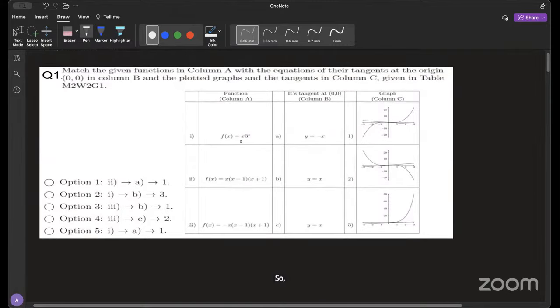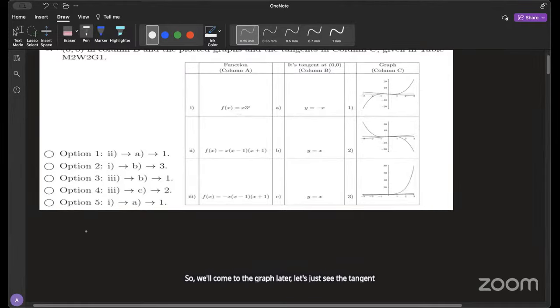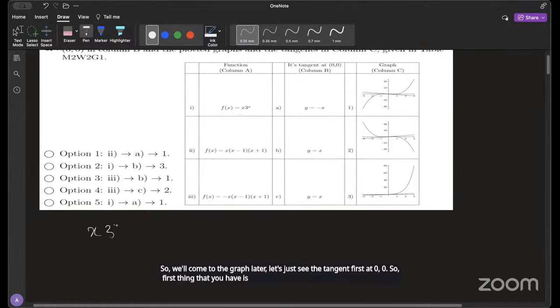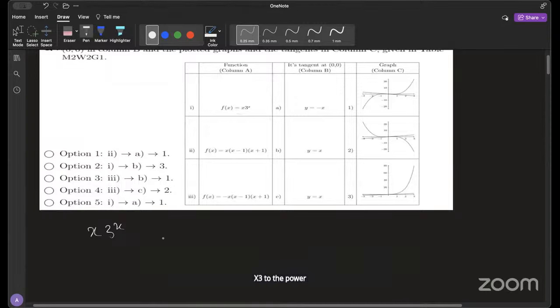So you have to match these functions with the tangents at 0, 0 and the graph. So we'll come to the graph later. Let's just see the tangent first at 0, 0. So first thing that you have is x times 3 to the power x. And then if you will find the tangent, this is your function. So what do you do when you need to find the tangent of a function? How do you find a tangent? Equation of a tangent to a function. Or the general equation.